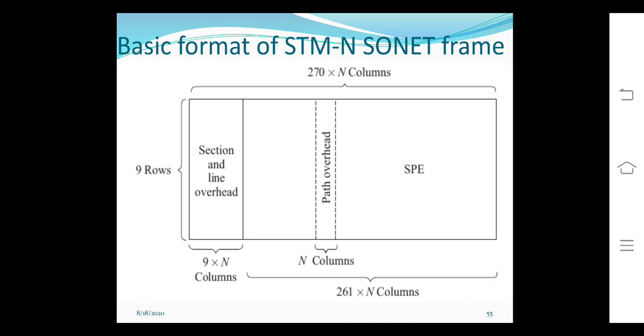The next is the basic format for the STM-N frame. We will have 9 rows and totally 270 times N columns, with 9 times N columns for overhead and the remaining 261 times N for the data, that is the payload. So the payload envelope is 261 times N columns, and among that your data will be stored, and the first initial 9 columns will have the overhead for this packet.